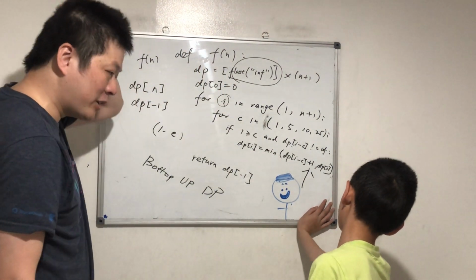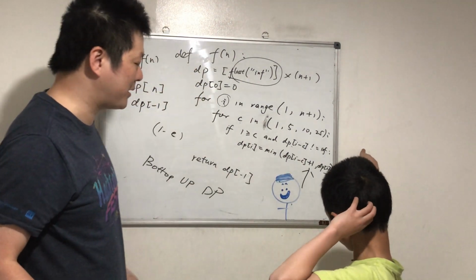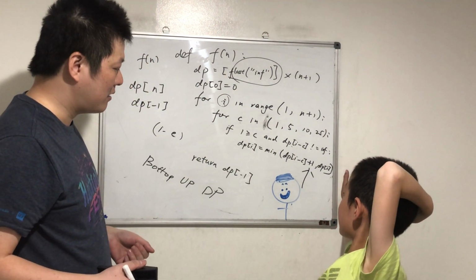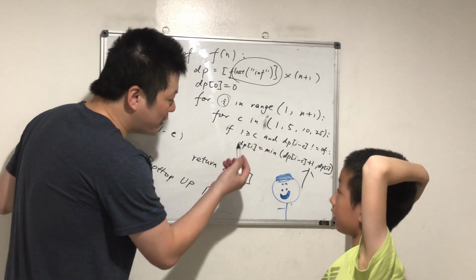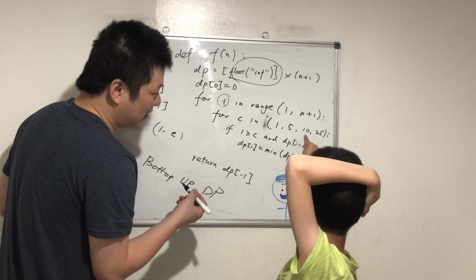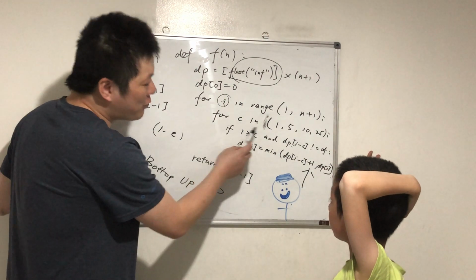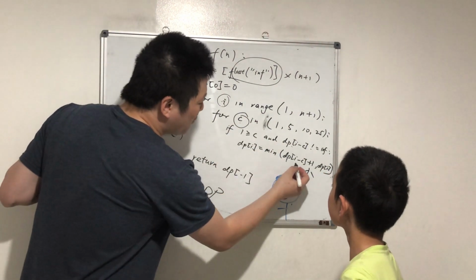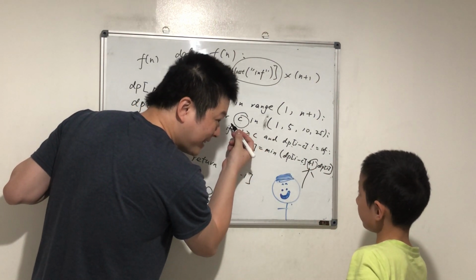Why do we plus 1? What does it mean? Can you explain to me? Because we're using which coin here? We're using coin C, of course. Because we use 1 C, then this is the number of coins. Adding 1 more coin C, right? Does it make sense?